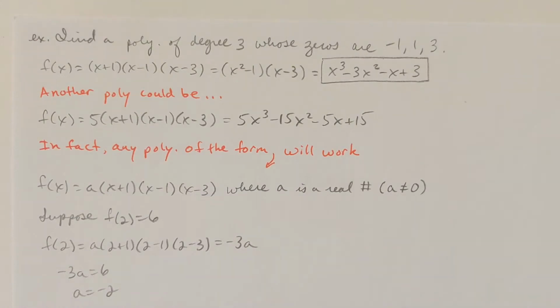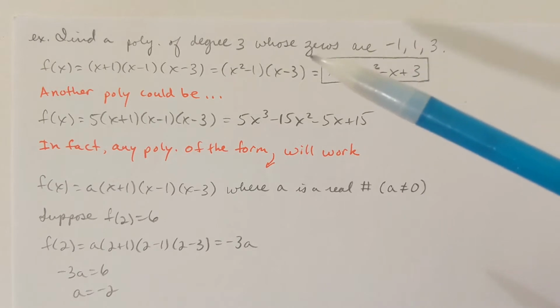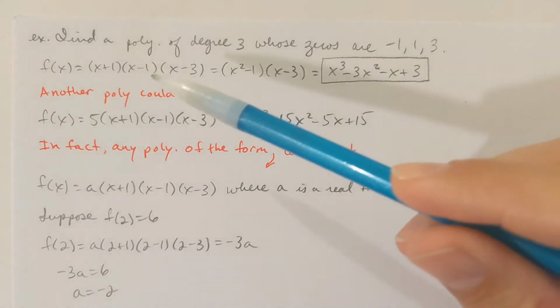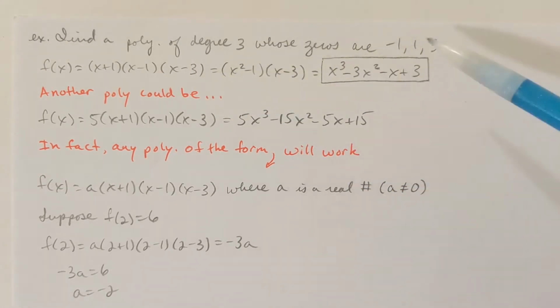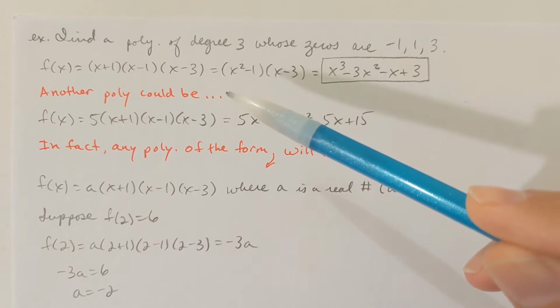Okay, the next thing that we'll do is find a polynomial of degree 3 whose zeros are -1, 1, and 3. Okay, so the first thing that I do is, x minus r is a factor. So x plus 1 times x minus 1 times x minus 3 would be the three factors.